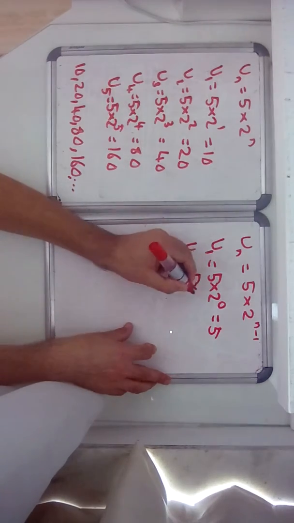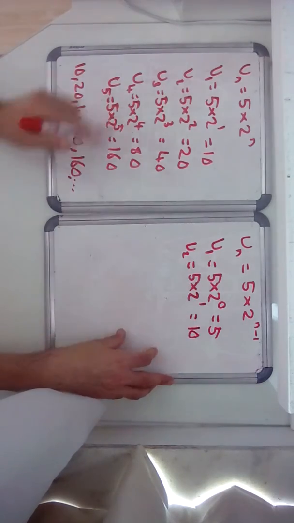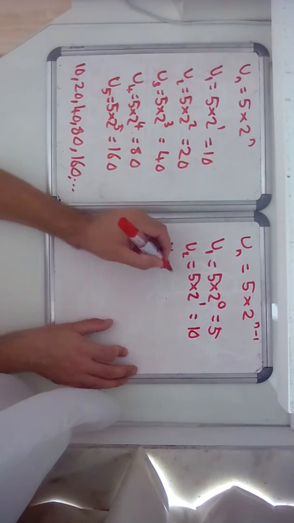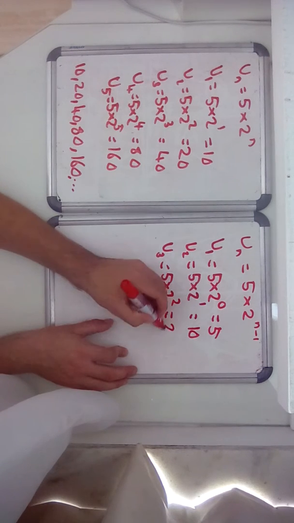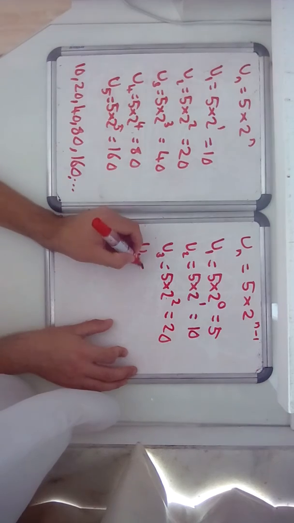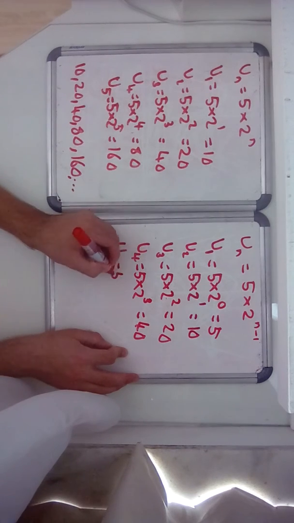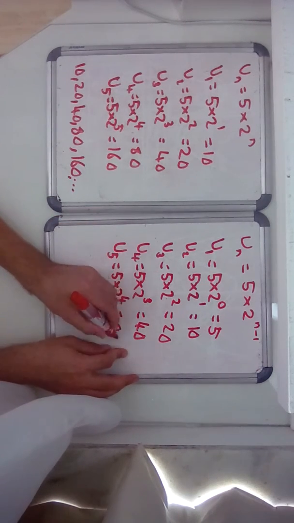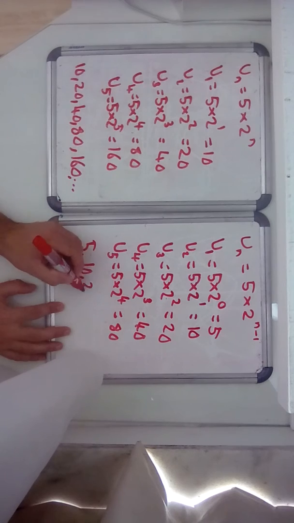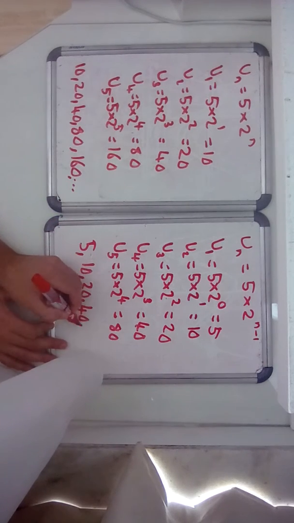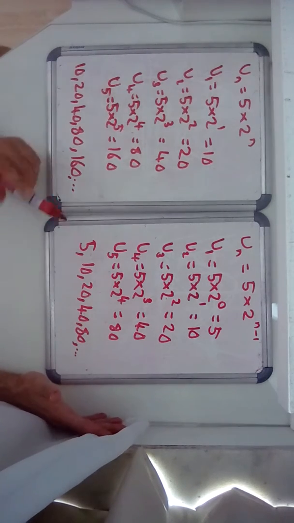u2 is going to be 5 times 2 to the power 2 minus 1, which is 1, and actually from there we can then start to use the sequence over here. u3 is going to be 5 times 2 to the 3 minus 1, which is 2. u4 is going to be 5 times 2 cubed, which is 40, and then u5 equals 5 times 2 to the power 4, which is 80. So the sequence is 5, 10, 20, 40, 80.